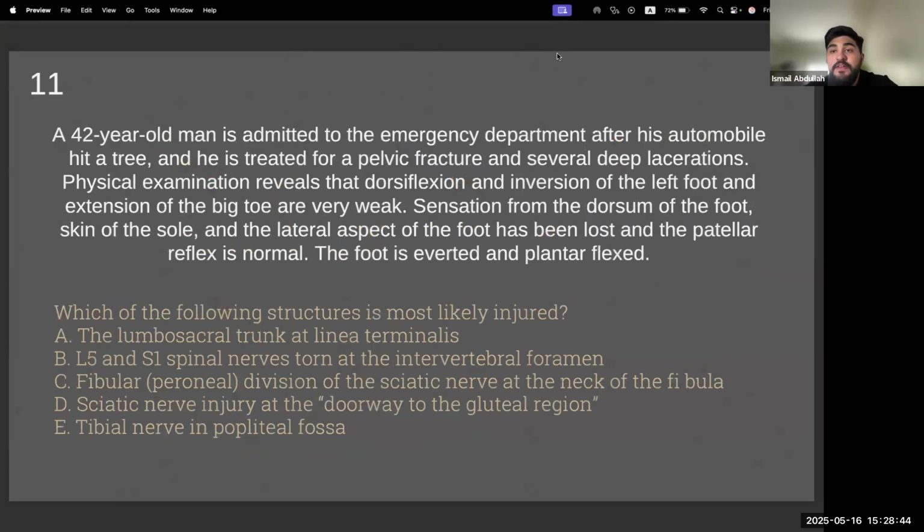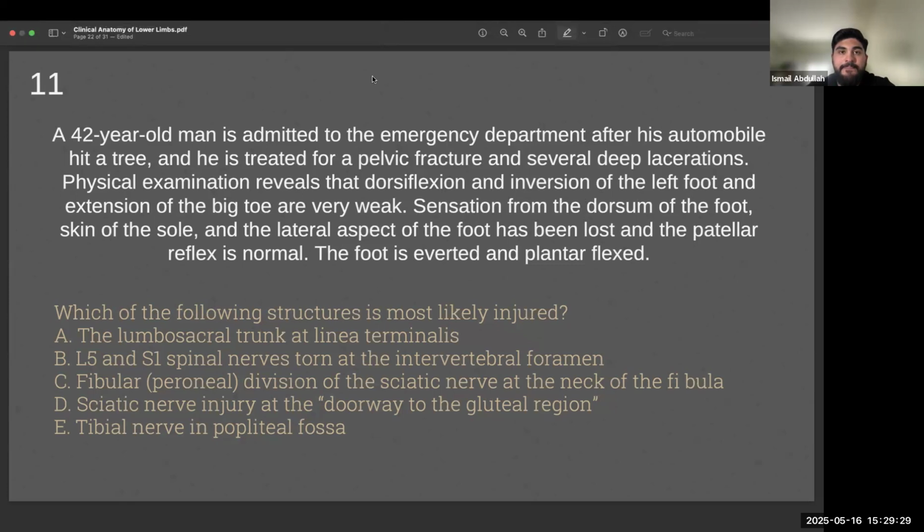Moving on to our 11th clinical scenario. Okay, so 9 to go, inshallah. We have a 42-year-old man admitted to the emergency department after his automobile hit a tree, meaning a car, and is treated for pelvic fracture and several deep lacerations. Physical examination reveals that dorsiflexion and inversion of the left foot and extension of the big toe are very weak. Sensation from the dorsum of the foot, skin of the sole, and lateral aspect of the foot has been lost, and the patellar reflex is normal. The foot is everted and plantar flexed. What structure is most likely injured?